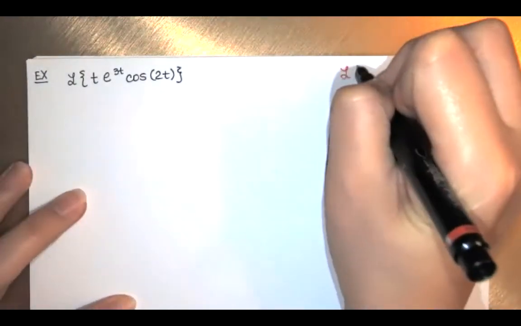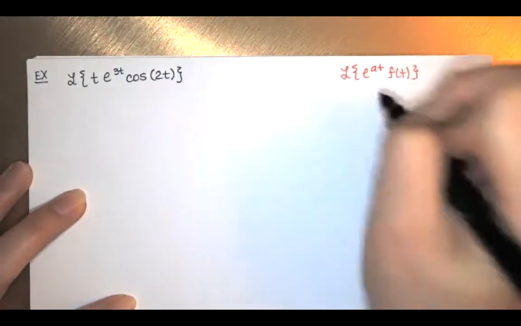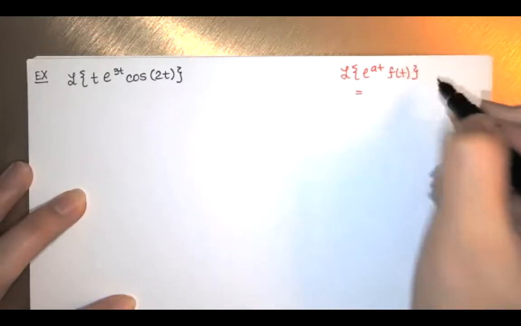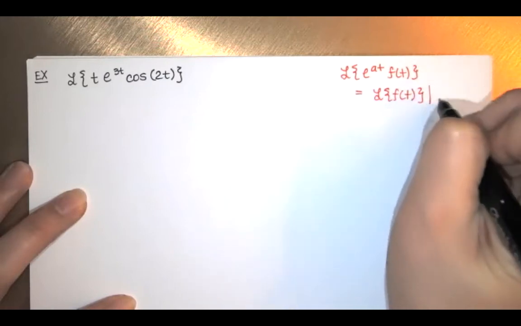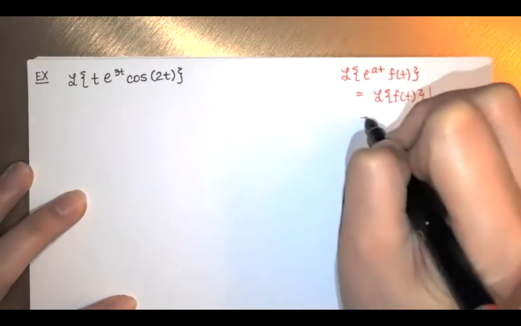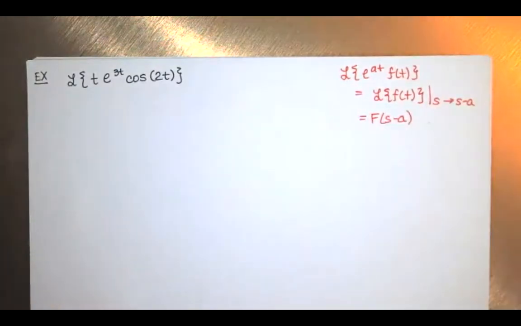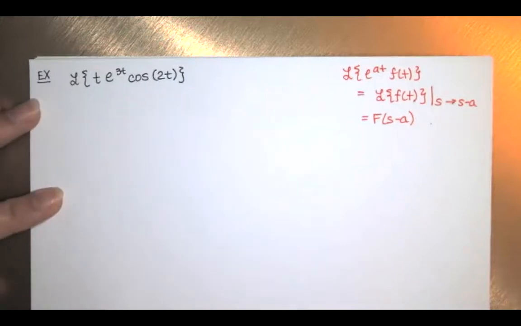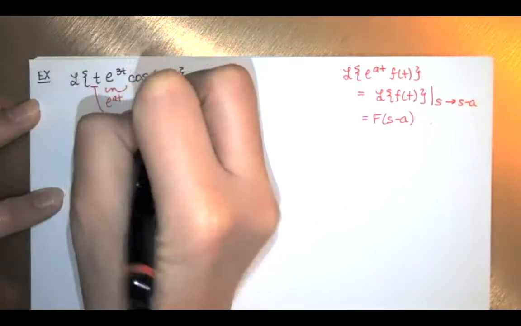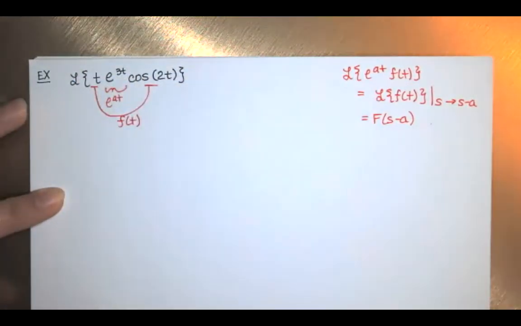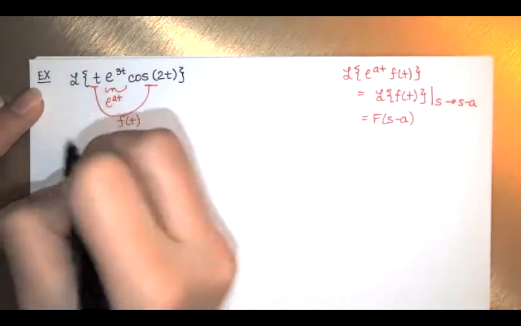Remember, our first translation theorem says this. If you have e to the at times f of t, the Laplace transform of that turns out to be the Laplace transform of f of t, that's F of s, with the s replaced by s minus a. That's going to give us F of s minus a. So let's compute that way, and then we'll use this new theorem to evaluate this. In this case, my e to the at is right here, f of t is everything else. So through pattern matching, we see that a is equal to 3.